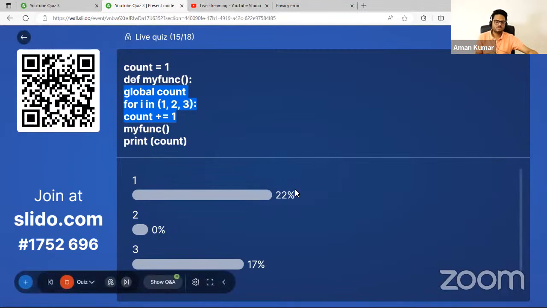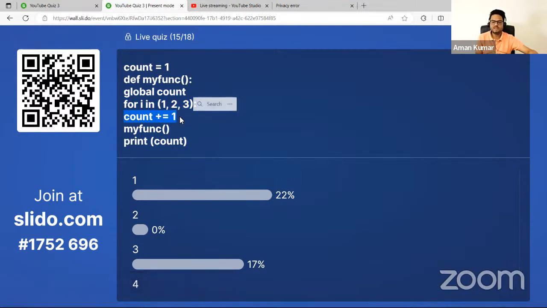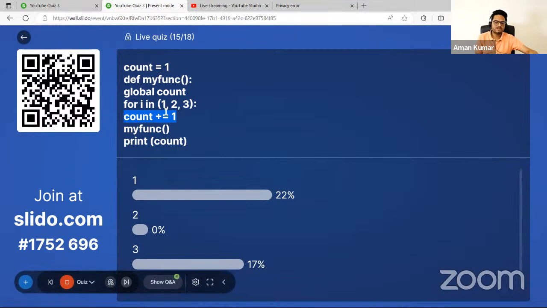I'm not sure how you are saying 1 and 3. See, in this for loop, it is not using i inside. So whatever is there in count, it will increase that. First iteration count is 1, so it will become 2. Next iteration 2 plus 1 is 3. Third iteration 3 plus 1 is 4. And since it is a global variable being used inside the function, finally when we print, 4 will get printed.